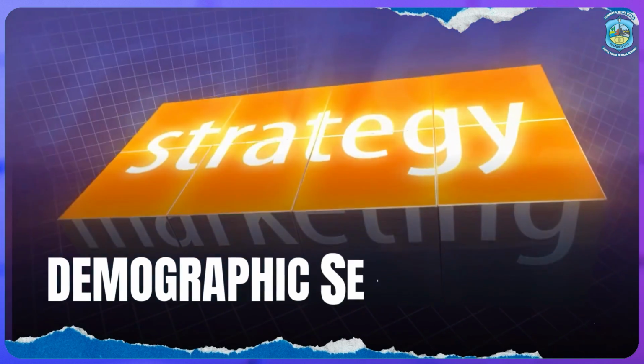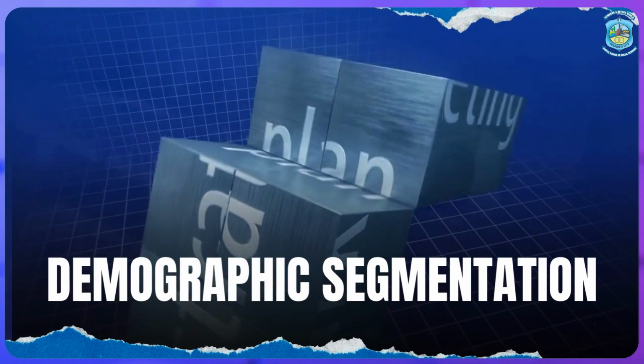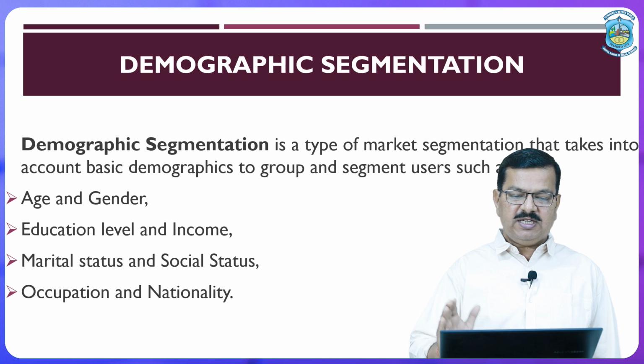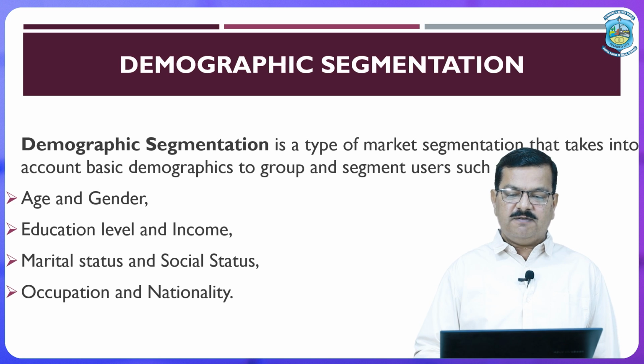Moving ahead, the second type is demographic segmentation, which is basically related to the division of the market on the basis of age, gender, education level, income, marital status, social status, occupation and nationality. So these are basically the demographic variables which are responsible for creating the various segments which the marketer can easily target as per the product and service offerings.